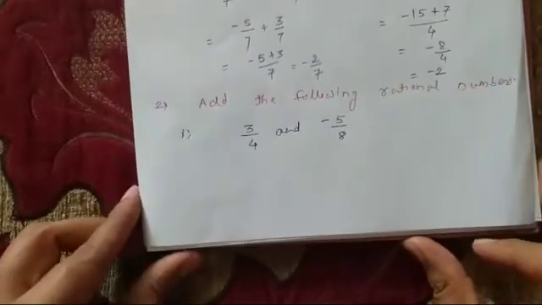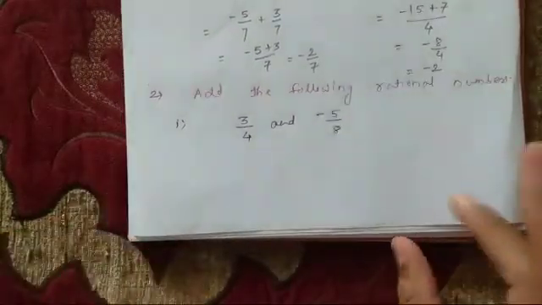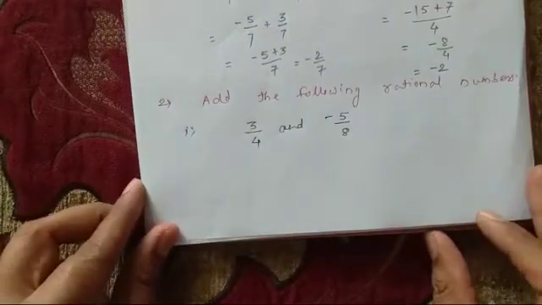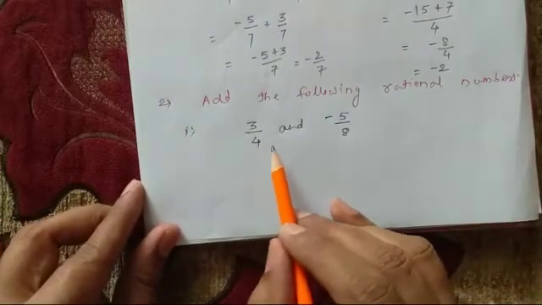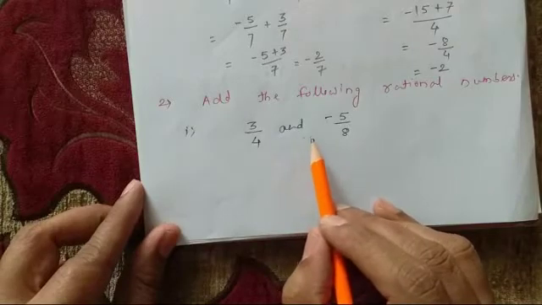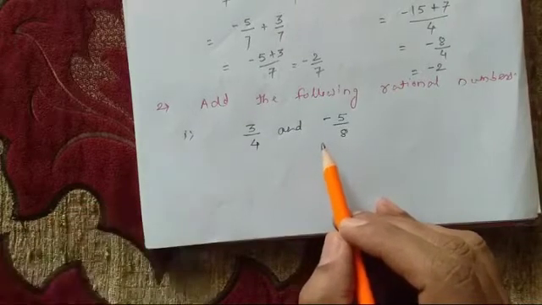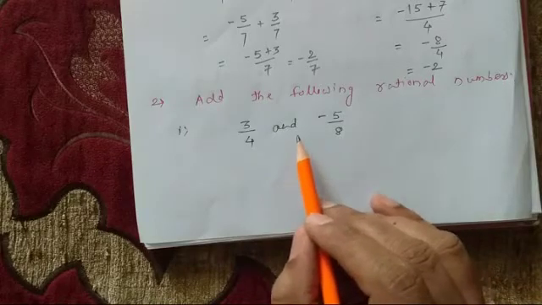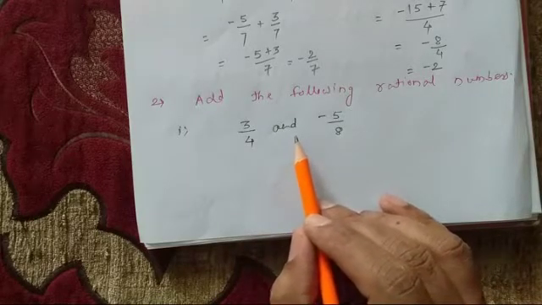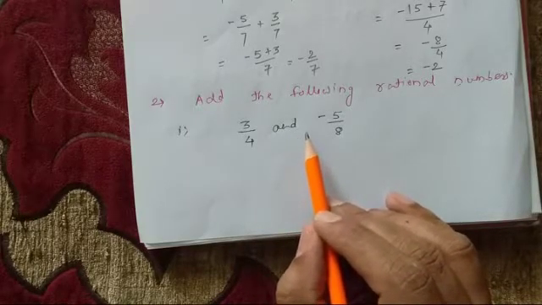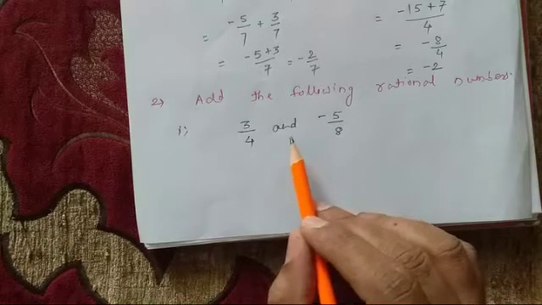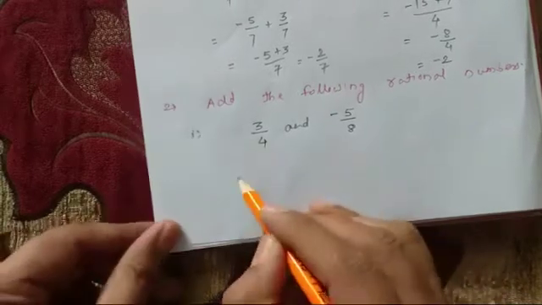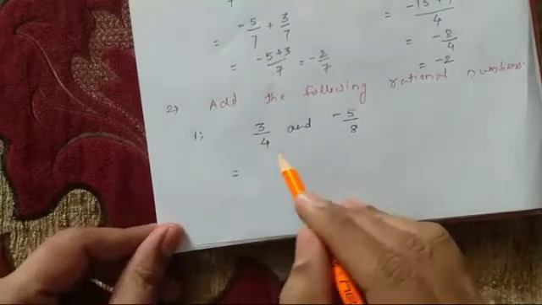Second question. In this second question again same command is there, add the following rational numbers. See here what is the difference. Difference is that here the rational numbers are having different denominators, and you know that if denominators are not same we have two options. Either we can convert them into like fractions, or we can take their cross products. So let's solve this question.